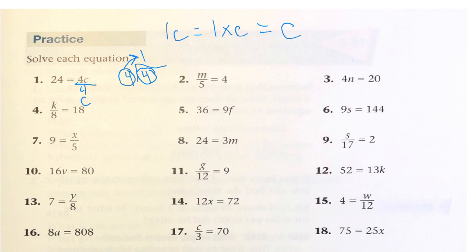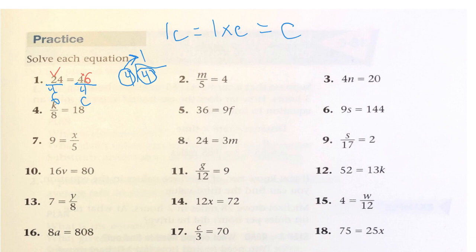And remember, when you change one side of an equal sign, do the same thing to the other side. So we divided 4c by 4, divide 24 by 4, and that gives you 6. If we replaced the c with 6, then that means 4 times 6. Is that 24? Yes.